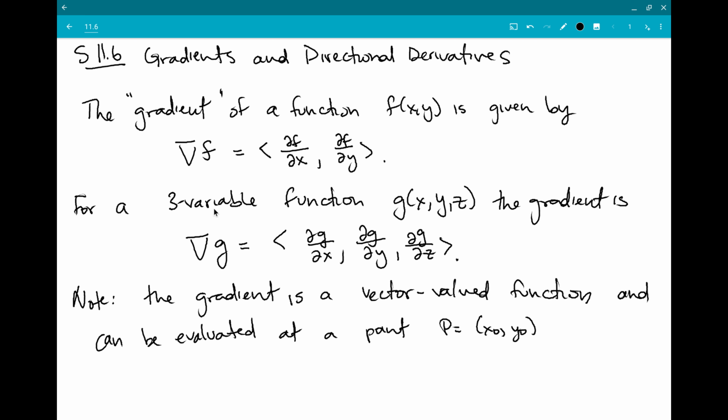And if you want to denote evaluating the gradient at a point, you're just going to do it the same way you denote a function. So you can do grad f of x0, y0. And then you still fill in your derivatives, but now you evaluate them at each point.